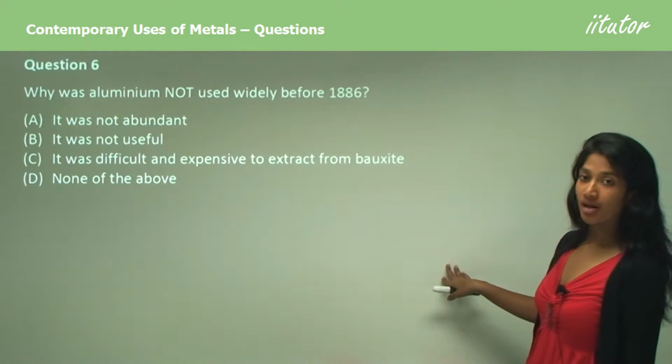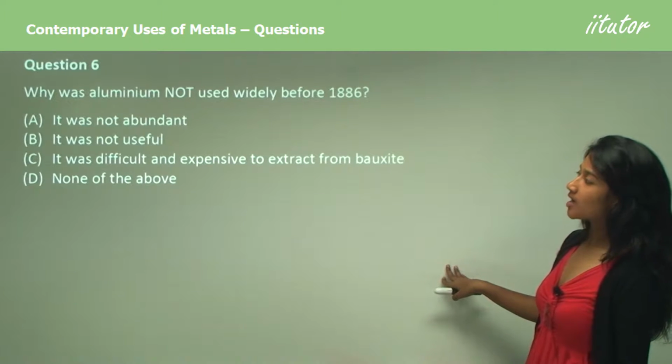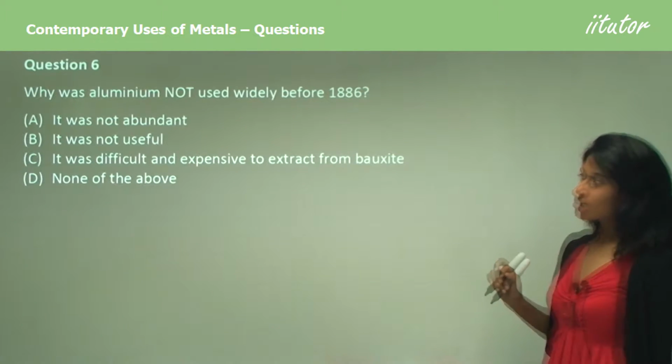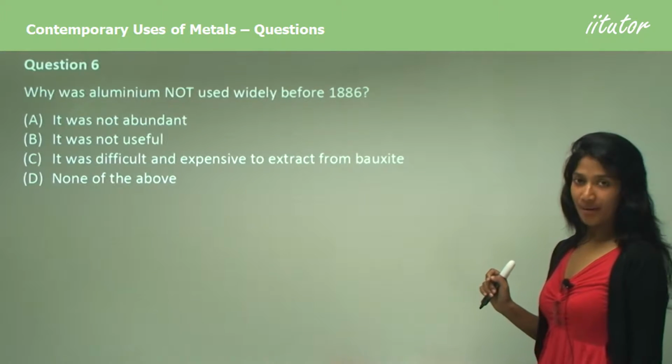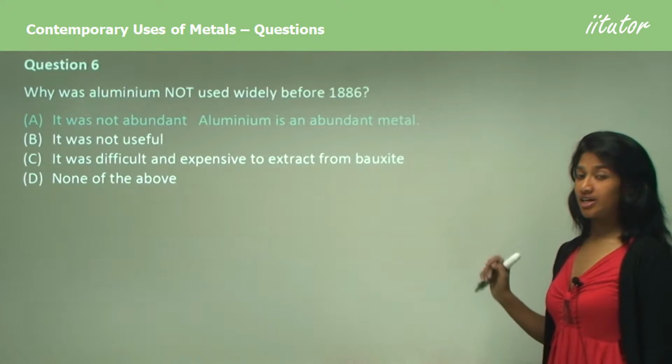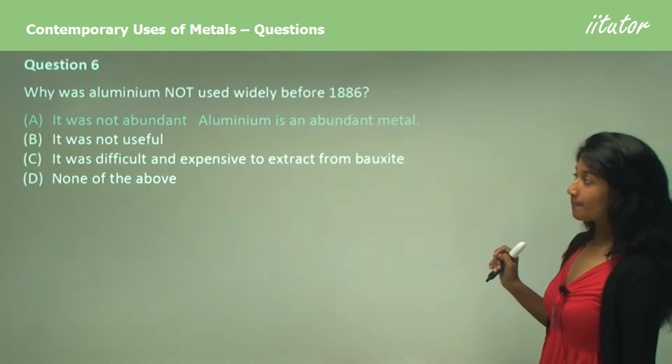The first question is a multiple choice question. It asks, why was aluminium not used widely before 1886? Option A, it was not abundant. Aluminium is an abundant metal. It's found in the Earth's crust mainly.